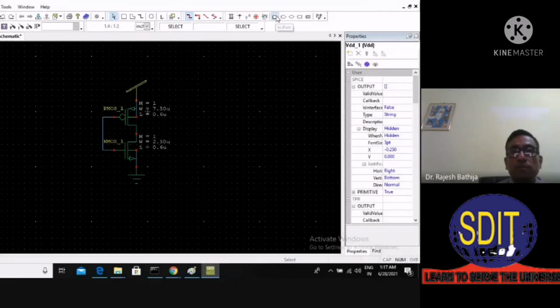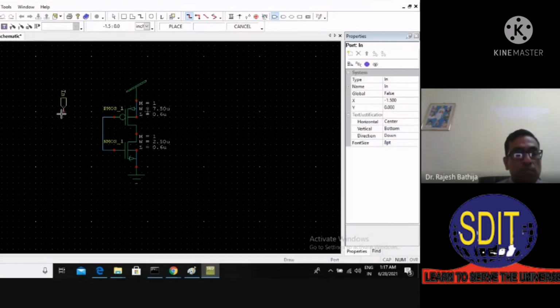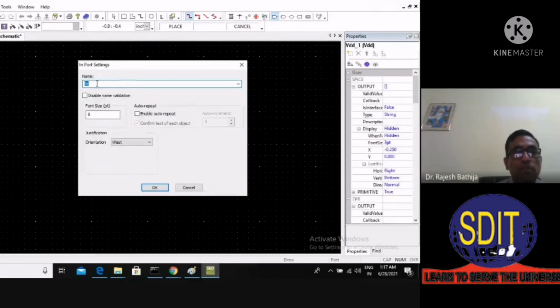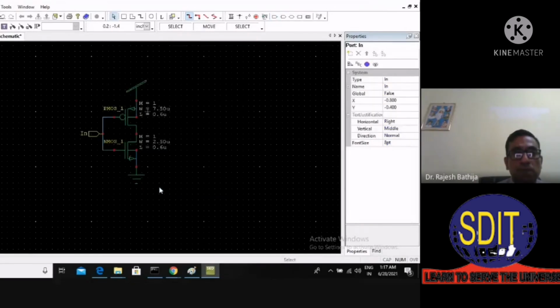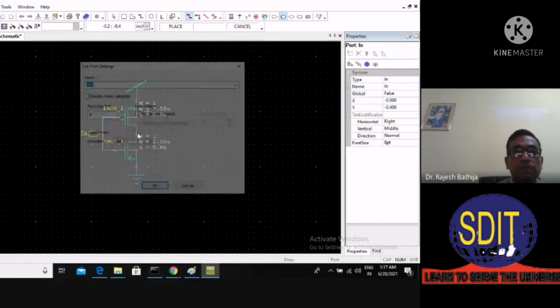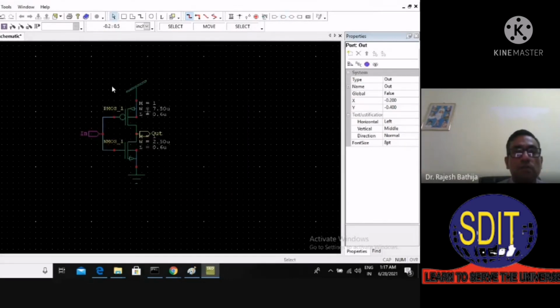So input port will be this here. For rotation, you can use the keyboard R key to rotate it, right? So here you have to put a pop-up window will come. You can rename the port, but I'm putting the same input, and the output will be out. Okay. So we have done with this.